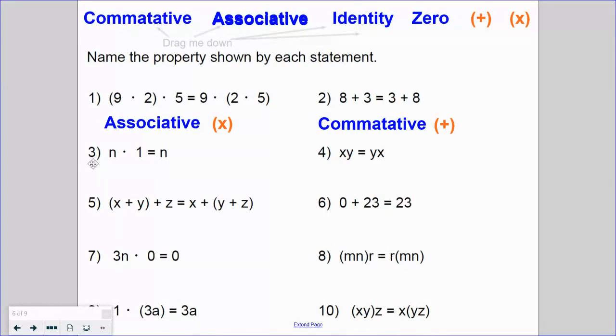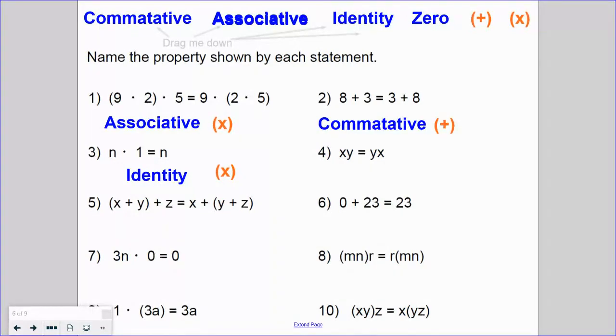Okay. What about 3? N times 1 equals n. Well, there's multiplication, so we already know what operation we're using there. And then which is it going to be? Commutative, associative, identity, zero. Well, did I get zero for our answer? Nope, so it can't be that one. Is there parentheses? Nope, so it can't be that one. Commutative or identity. Well, it got the same number it started with, so we're going to go with identity of multiplication.